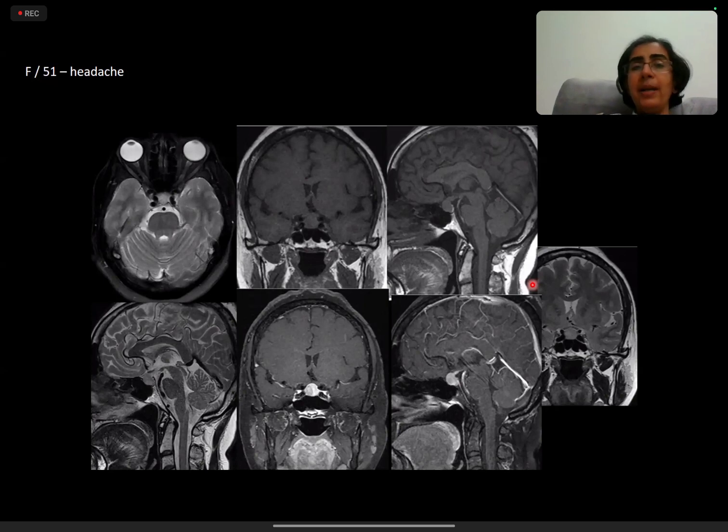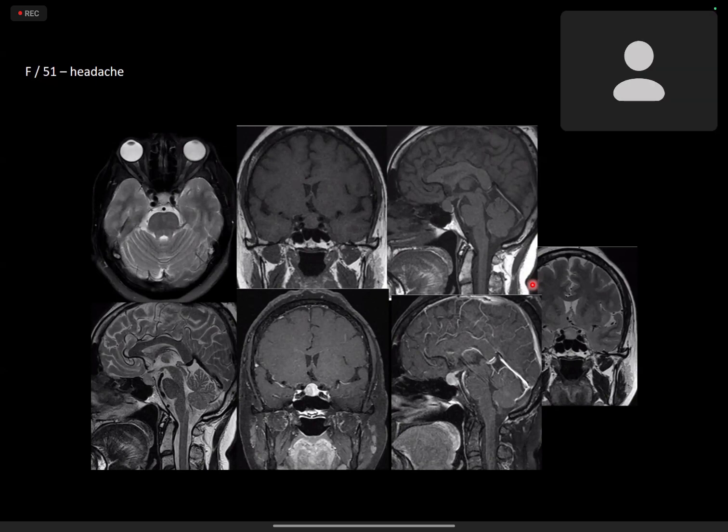What is the cutoff between a micro and a macroadenoma? How do you distinguish? Ma'am, 10 mm. 10 mm? That's right.